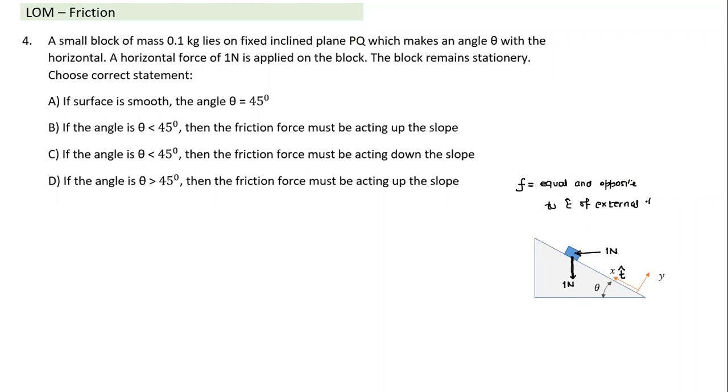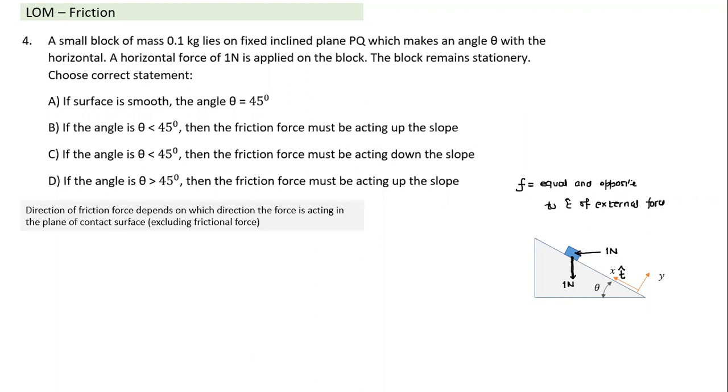If it becomes equal, if it is within limit, then acceleration will be zero. But if these forces exceed F max, slipping will take place. Here slipping is not taking place, which means the friction force is equal and opposite to the tangential component. So the direction of friction force depends on which force is acting.